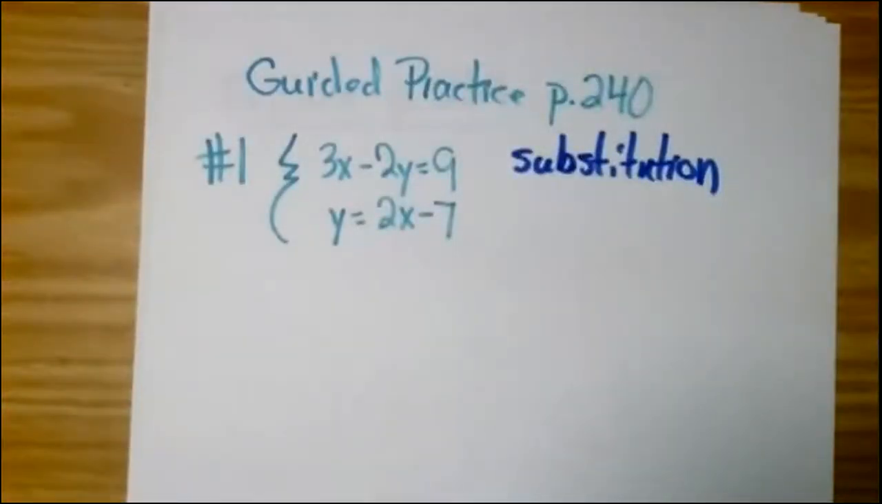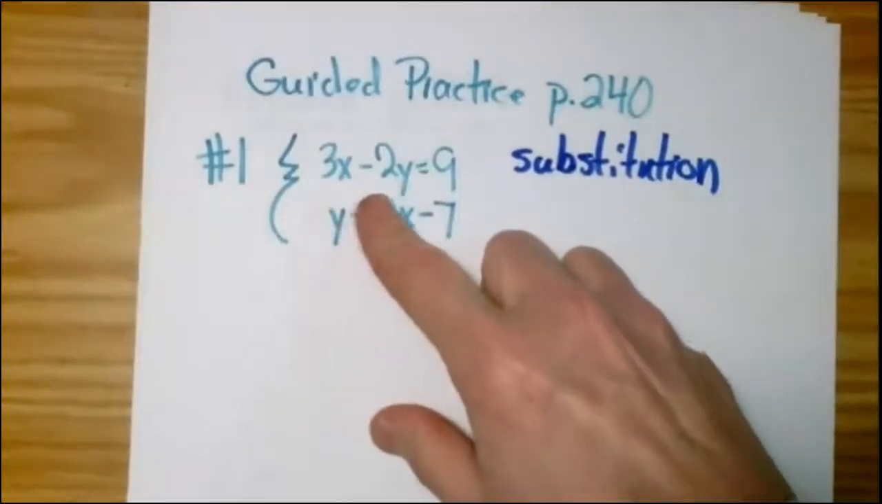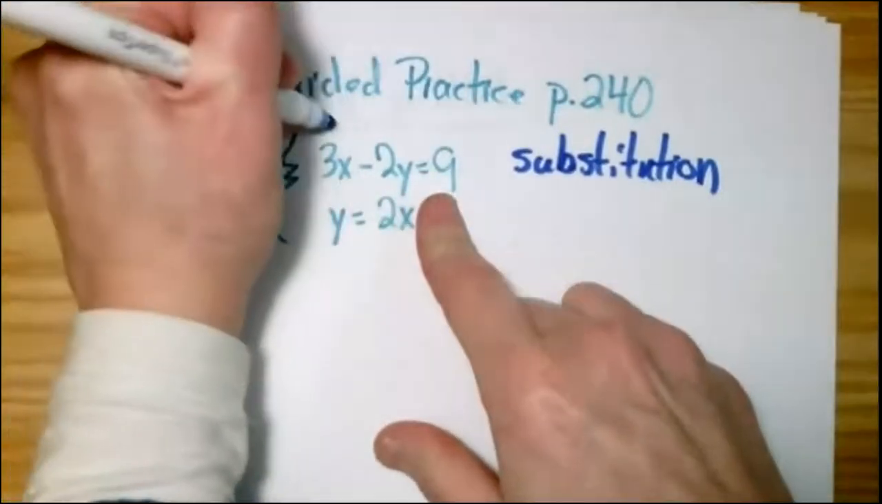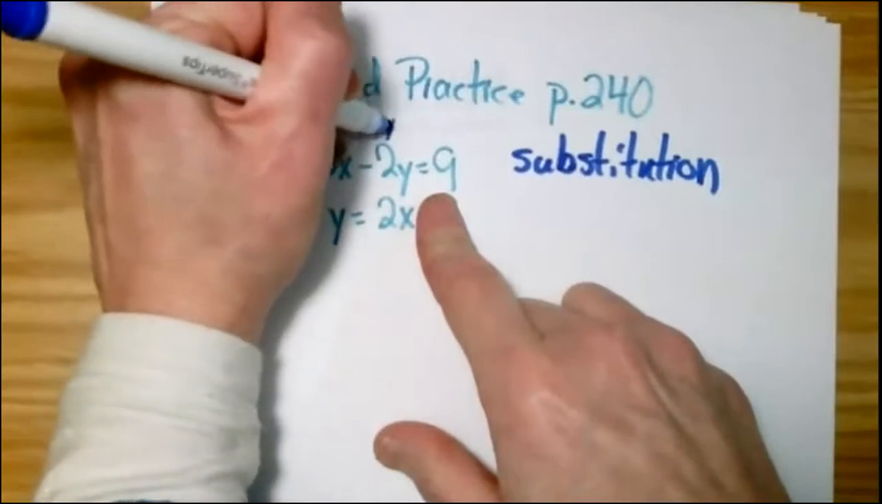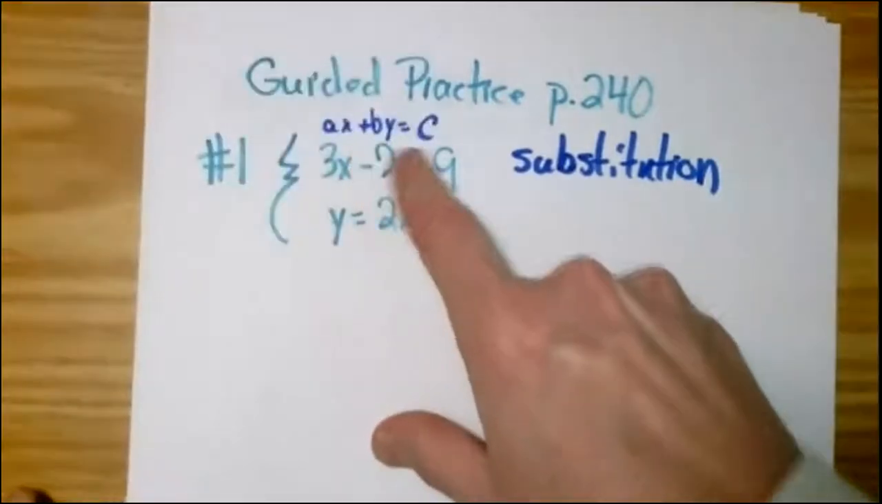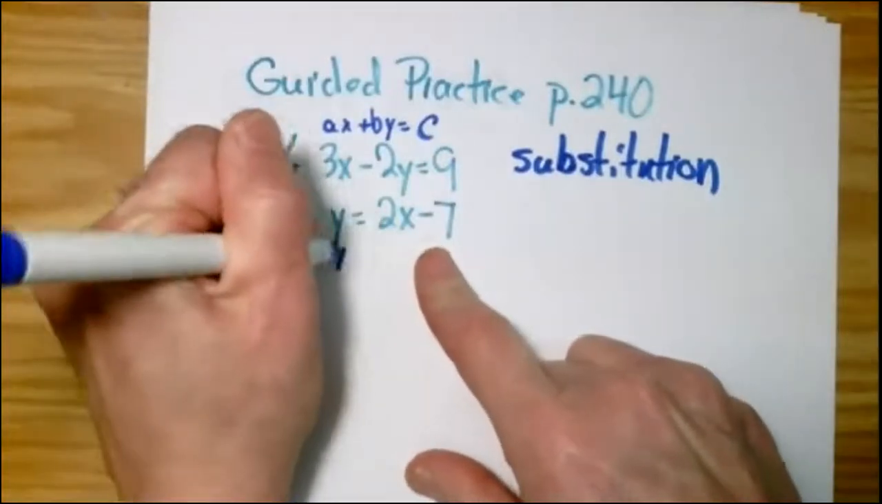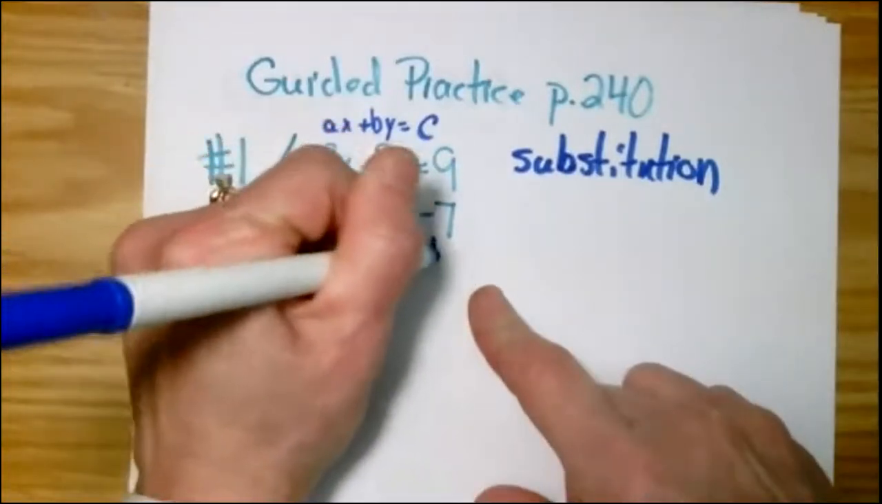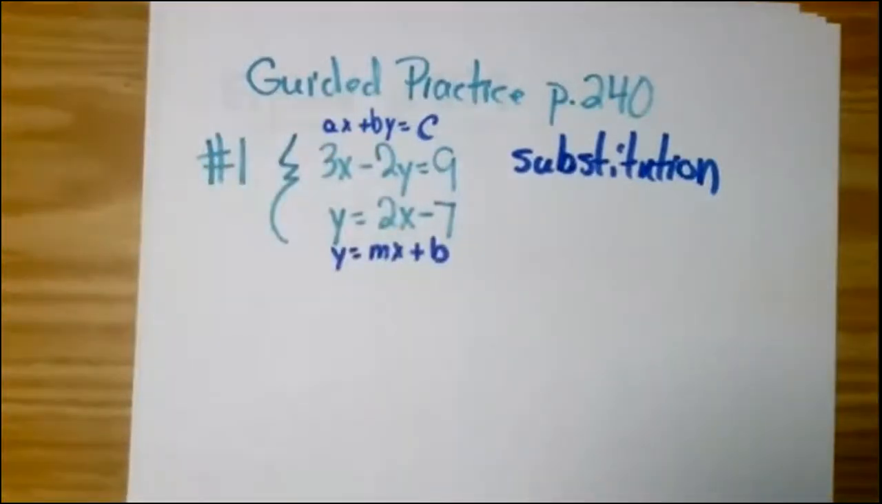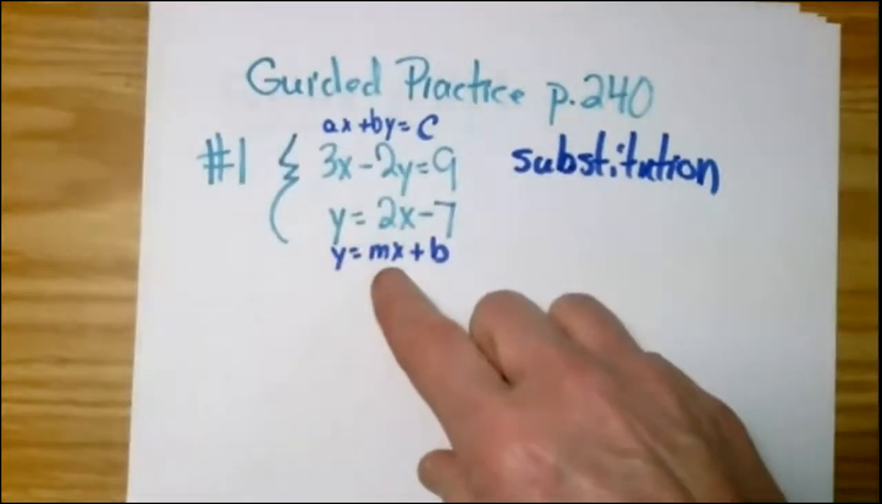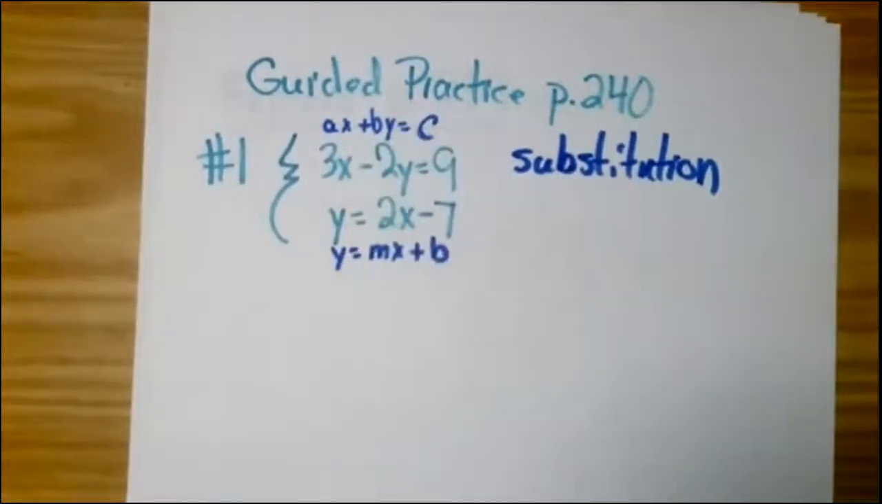So using substitution, what I'm going to do is, if I notice, this is in standard form, right? This is in the ax plus by equals c form, standard form. This one is in which form? Exactly, y equals mx plus b form. So before, when we had to do it, we'd have to graph them. We would put them all into y equals mx plus b form. We'd have to manipulate that around. So now I'm going to show you how to do this.